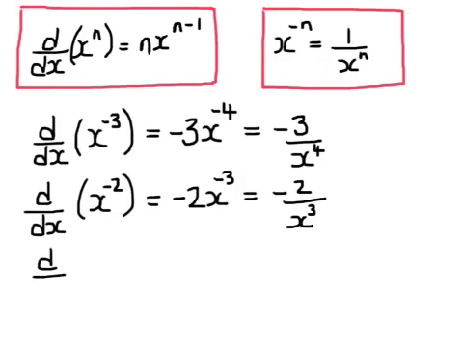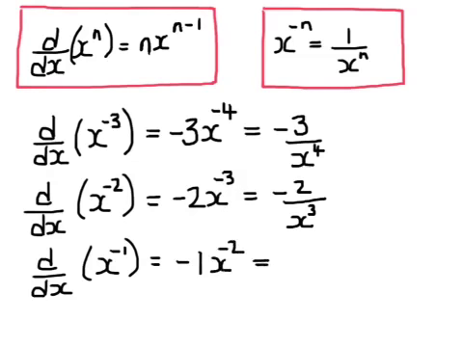Finally, if I look at differentiating x to the power of minus 1, okay, if I apply the rules again, I get minus 1 times x to the power of minus 2. And similarly, if I want to rewrite the x to the power of minus 2, if I just bring it down below the minus 1, that's going to give me minus 1 over x to the power of 2, or x squared.